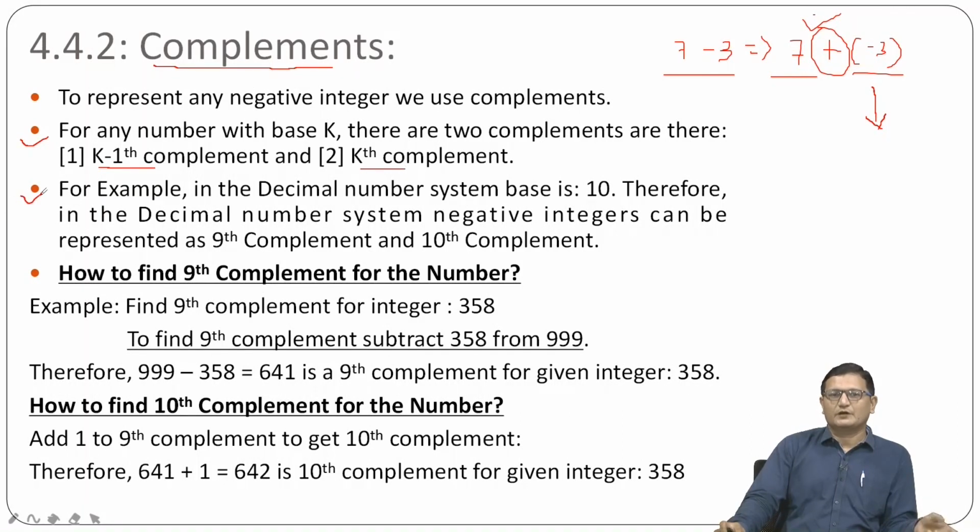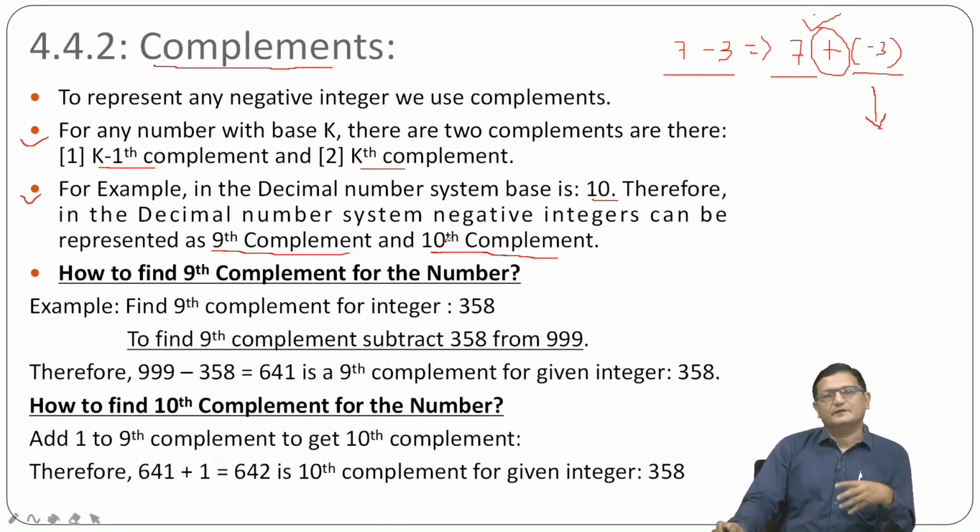Let's suppose we talk about the decimal system, right. In the decimal number system, what is the base? It is 10. So, the base of the decimal numbering system is 10. Here, 10 minus 1, so the 9th complement has to be there for the decimal number system, and the kth complement, that is the 10th complement, will be there, right.